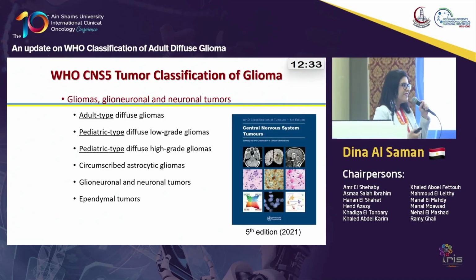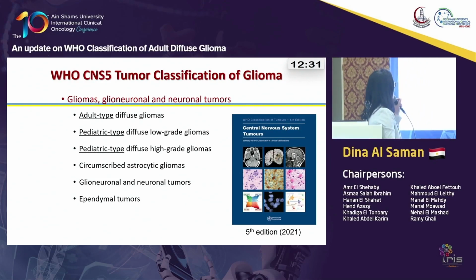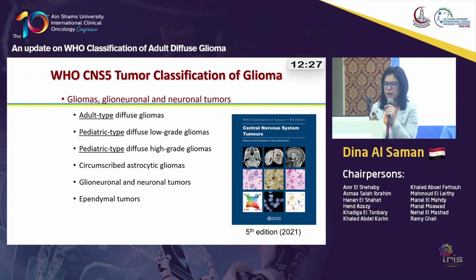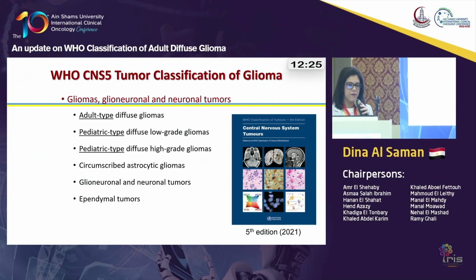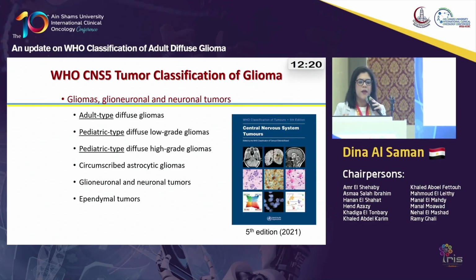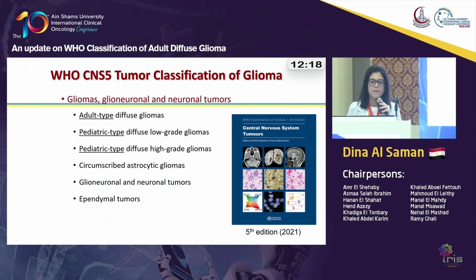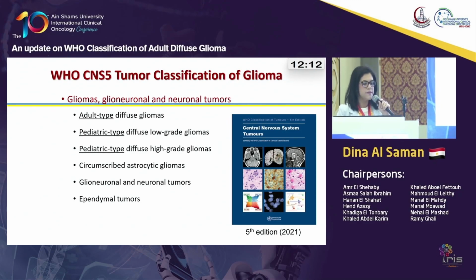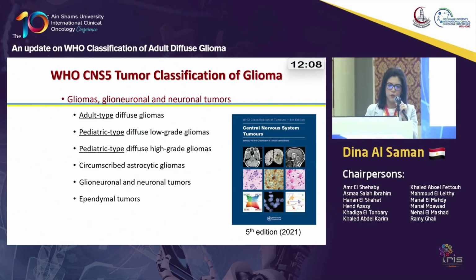Okay, and now we come to the core of our lecture. Our lecture is going to focus on the diffuse gliomas in adults, okay? And this is how they classified it under the title of gliomas, glioneuronal and neuronal tumors. We have the adult diffuse gliomas, the pediatric gliomas, low grade and high grade. We have the circumscribed astrocytic gliomas, glioneuronal and neuronal tumors, and finally the ependymal tumors.